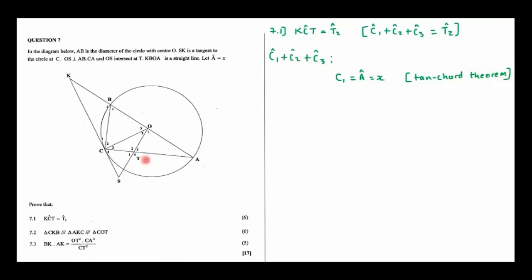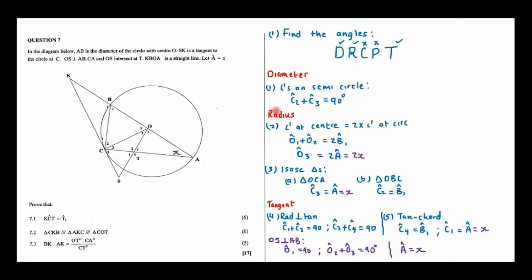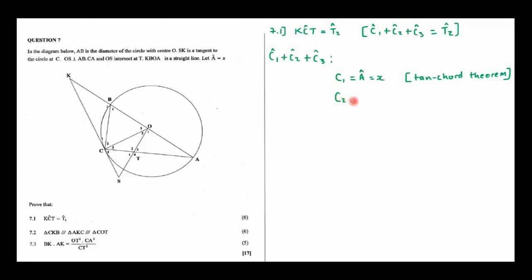And then what about C2 and C3? If you remember earlier, we were told that C2 plus C3 is 90, right? So now, which means I'm going to say C2 plus C3, it is 90. And then this was angles on a semicircle, right? So now, what does this mean? So basically, this means now C1 plus C2 plus C3, it is X plus 90, right? Or you can just write it as 90 plus X, right? So I found my C1 plus C2 plus C3 that it is 90 plus X.